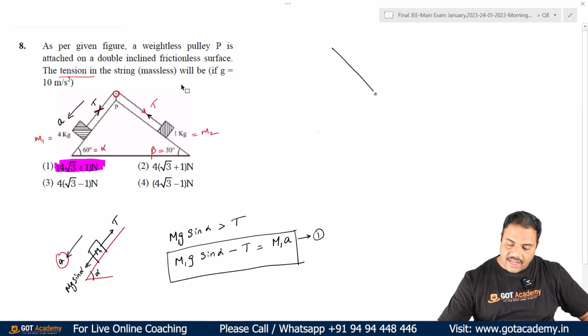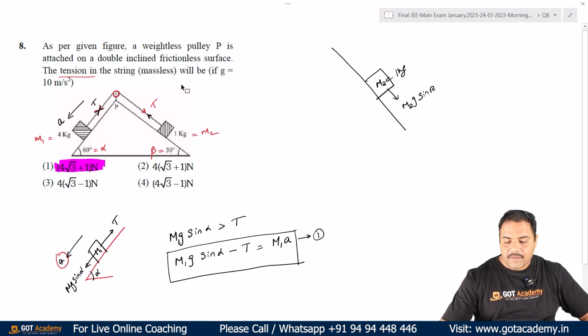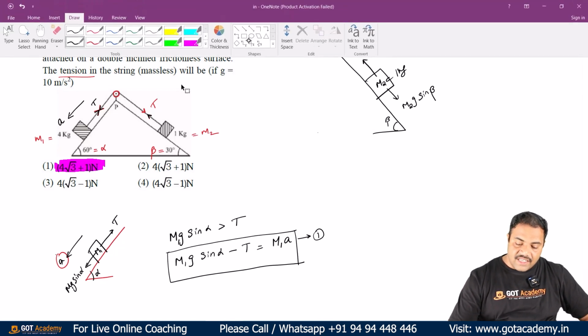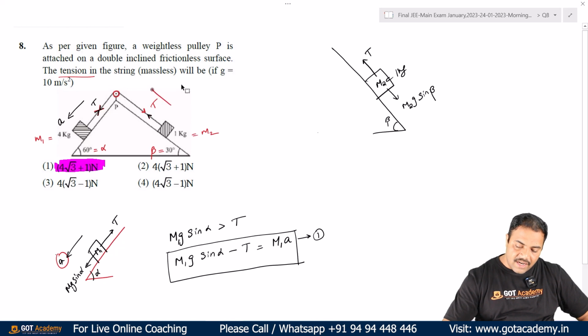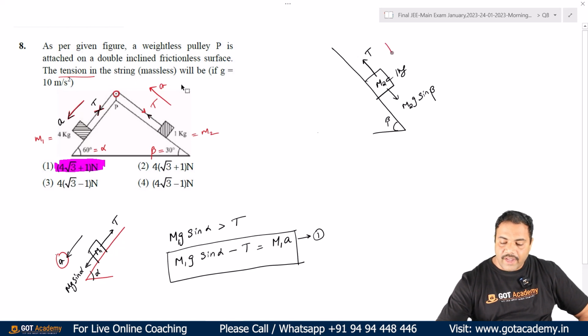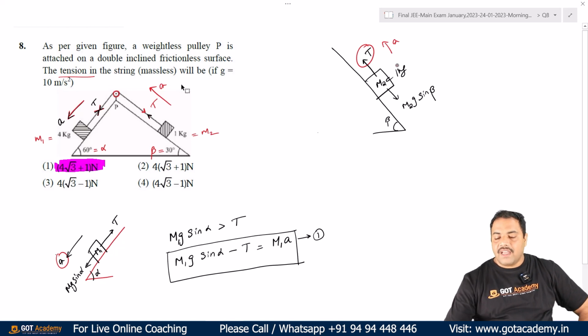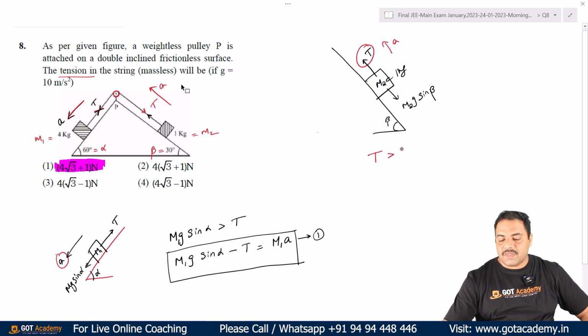Now on the other side, there is a block of mass M2 which is equal to 1 kg, and this component is M2g sine beta, because we named the angle as beta. This angle is beta, and on the other side the force is T. Here, if in one direction it is coming down, no doubt in the other direction it goes up with an acceleration A. Since the acceleration is in the upward direction, the upward force, tension T, is bigger, greater than M2g sine beta, isn't it?